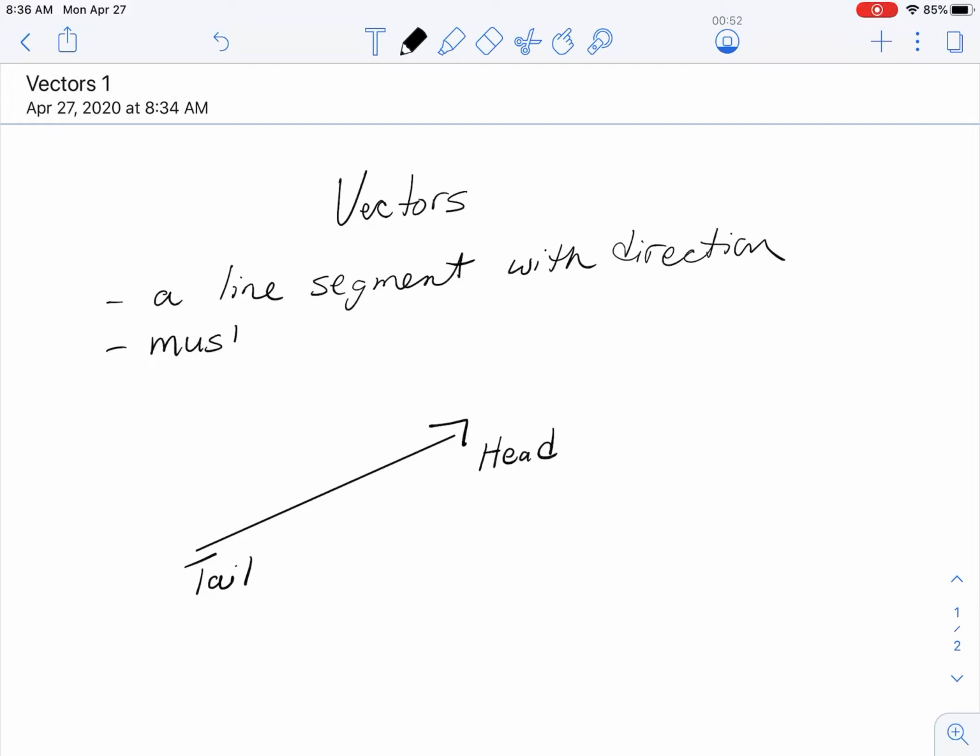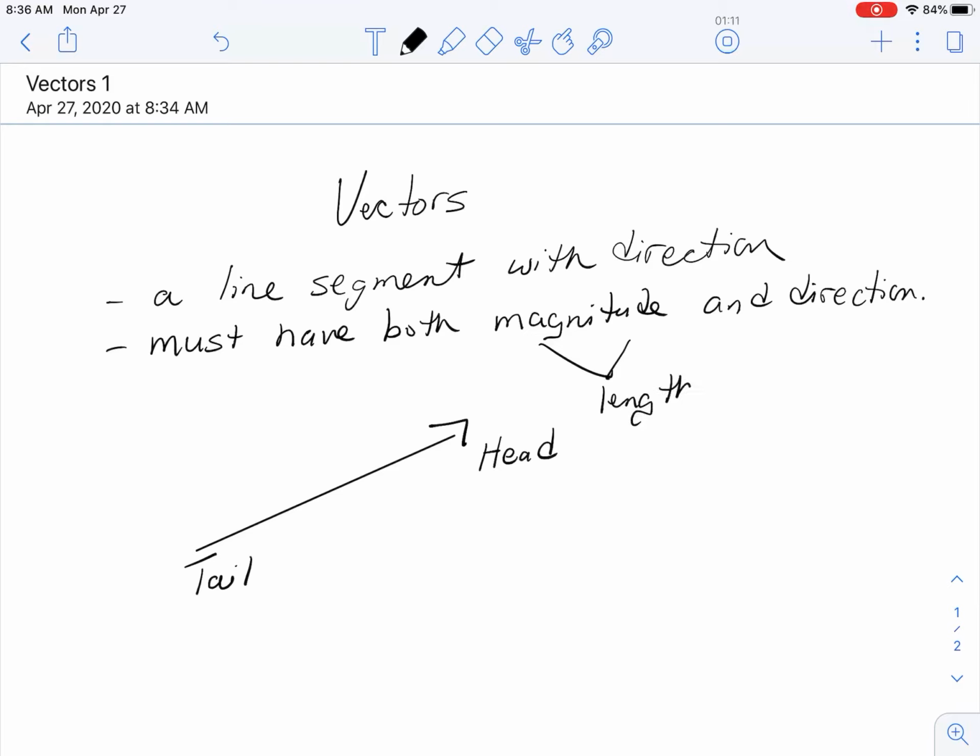So there are two very important characteristics of vectors. Vectors must have both magnitude and direction. So I'm just going to write that down. Magnitude is just the length of a vector, and direction, of course, is which way it's going.